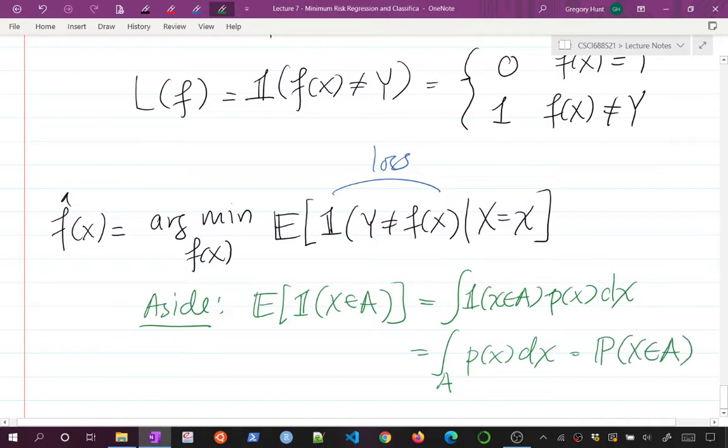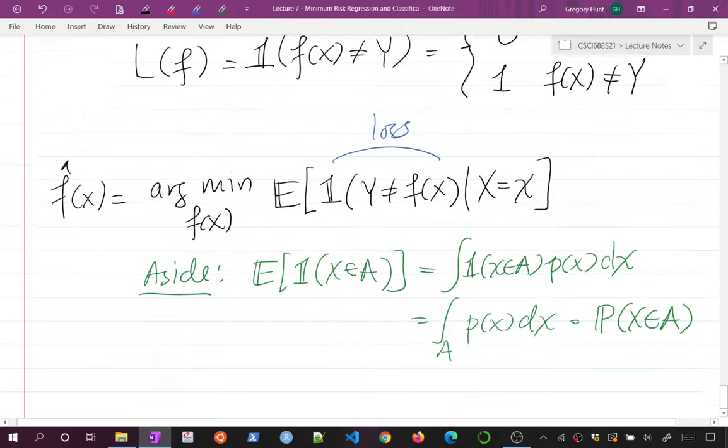So the expected value of an indicator is just the probability of whatever the statement is in the indicator. Basically, because when you write this out, the expected value is this, and this indicator is just 0 or 1. When it's 0, we ignore it, and it's 0 when outside of A. And when it's 1, we just get p of x dx. And so we're just going to integrate over A, and that's the same thing as probability. We're integrating p of x over A, the same thing as the probability that x is in A.